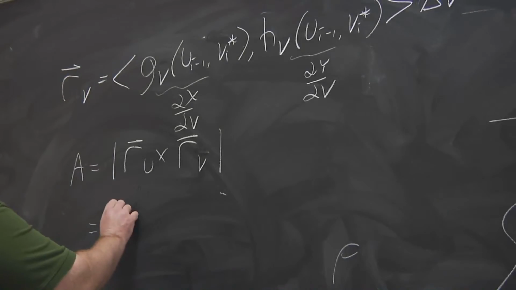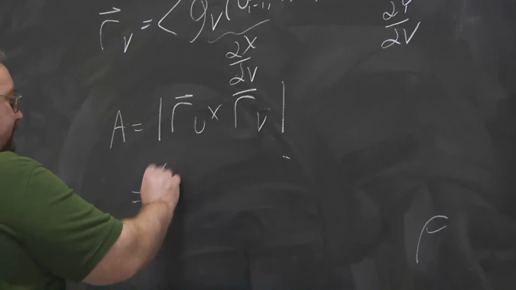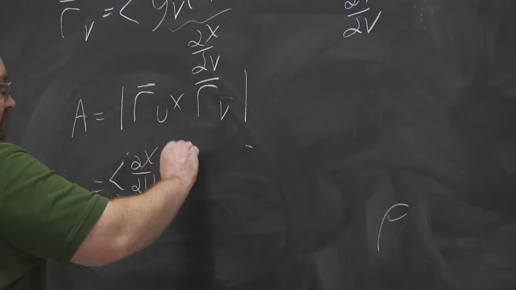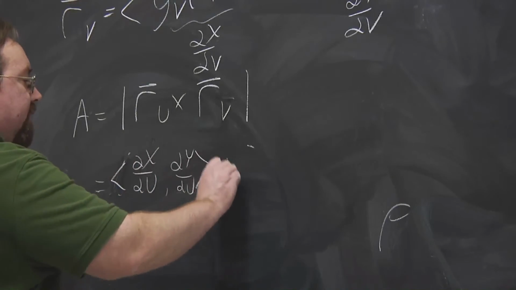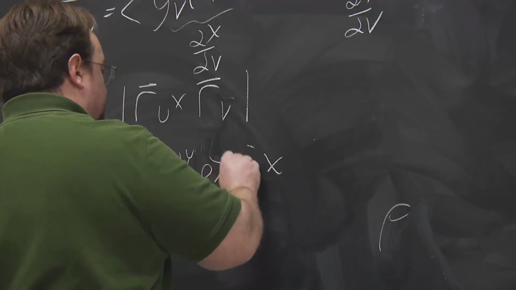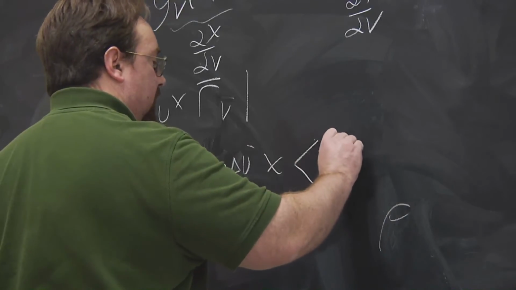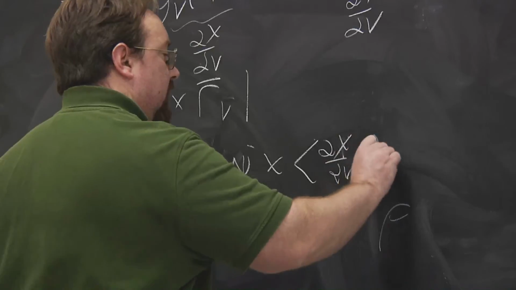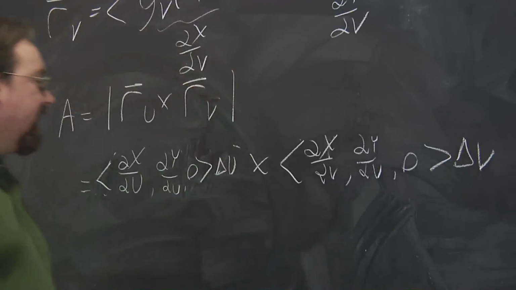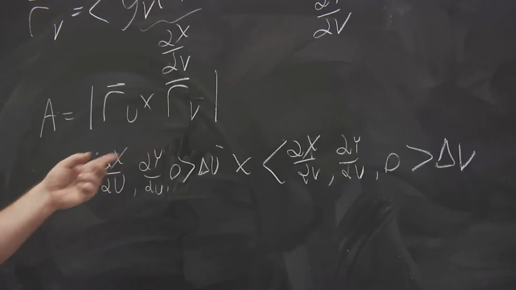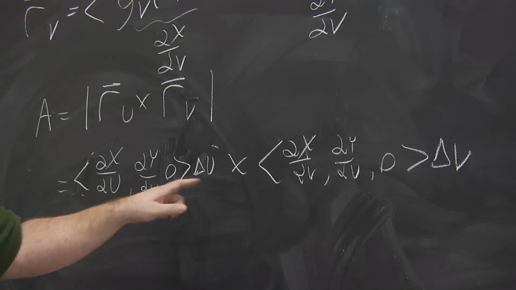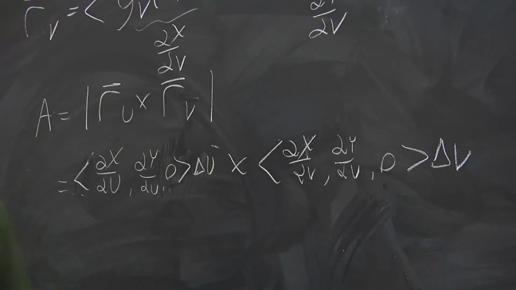So I'll write out the vectors again in a shorter form. What we have is (dx/du, dy/du, 0) times delta u, cross (dx/dv, dy/dv, 0) times delta v. So how do we end up computing the cross product of these particular vectors, keeping in mind that we have zeros in the very last component?